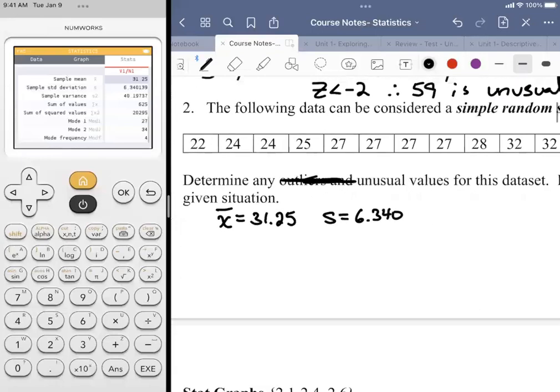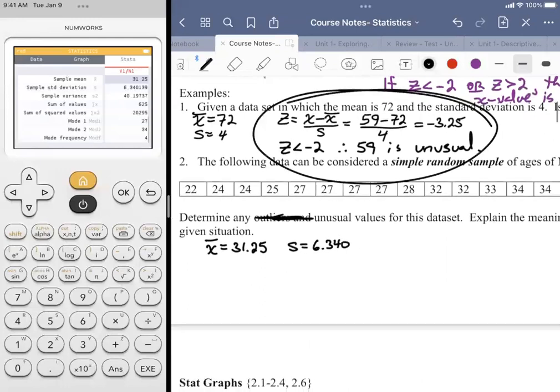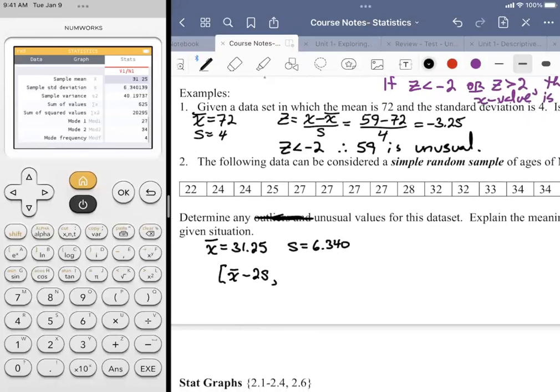All right. So I don't want to go the z-score route here, because then I'd have to compute a z-score for every number that I suspect is an unusual value. I don't like the sound of that. I'd rather do X bar minus 2S, X bar plus 2S.